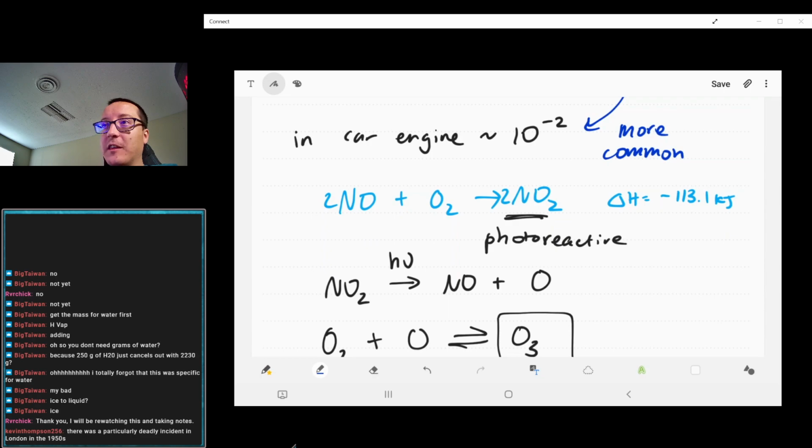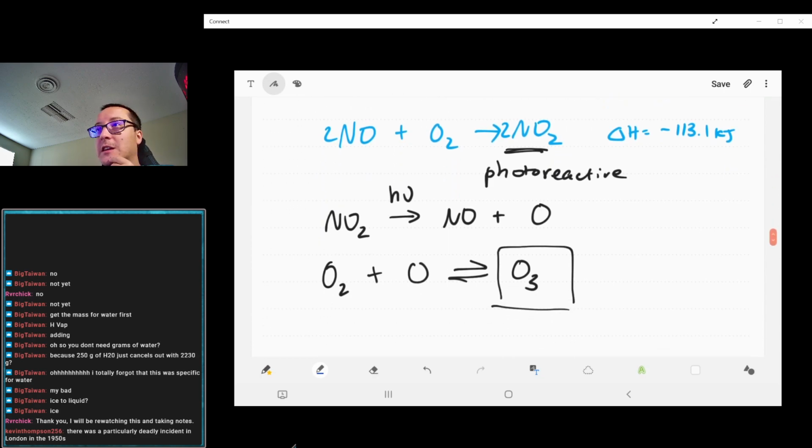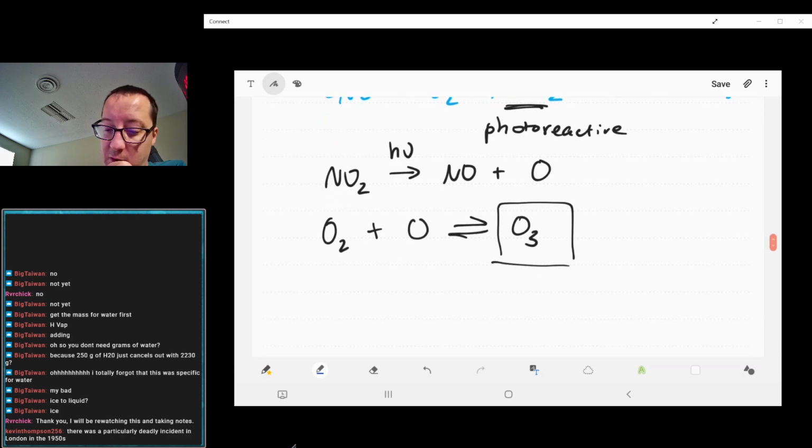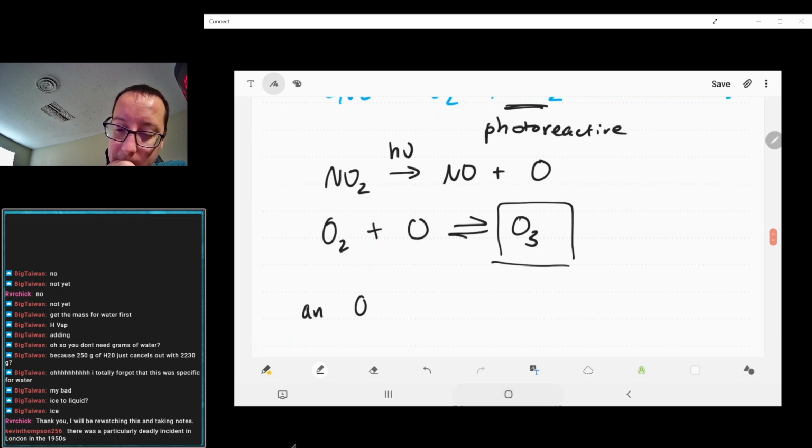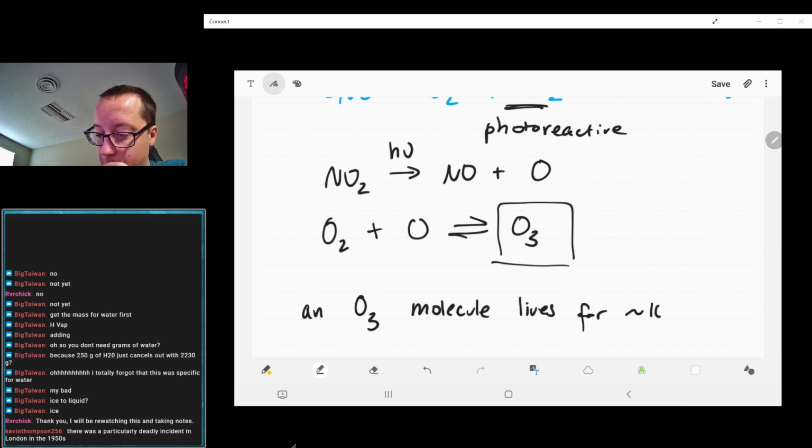That's not a good thing because that can make ozone severely toxic to us. So, on days that are smoggy, it is recommended you go indoors. Ozone doesn't live very long. Ozone lives for about 100 seconds or so before it finds something to react with. That's just the typical lifetime of an ozone molecule.